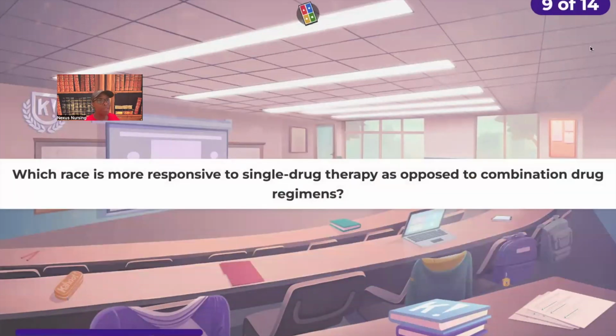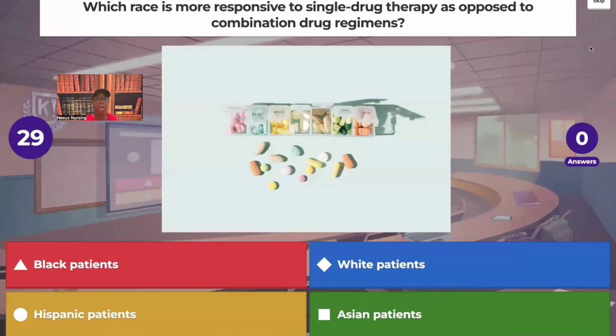All right, which race is more responsive to single drug therapy as opposed to combination drug regimens? Black patients, white patients, Hispanic patients, Asian patients. Which race is more responsive to single drug therapy as opposed to combination drug regimens?